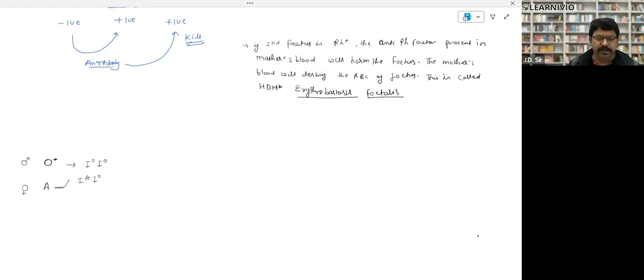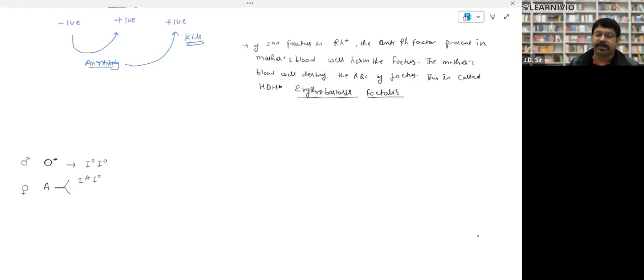Have you studied it in 10th class? Yes, sir. That's okay. So O is recessive, so O will always show itself in homozygous condition. When both genes are similar, we call it homozygous. Let me recall for you: when both genes are different, we call them heterozygous. Clear?